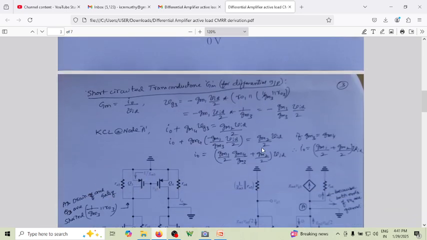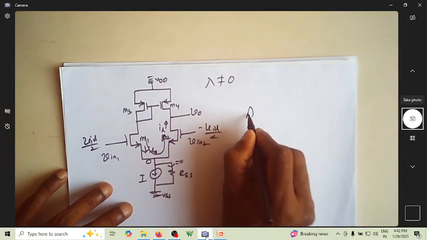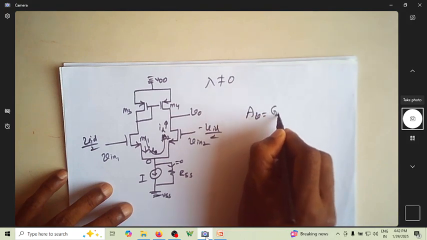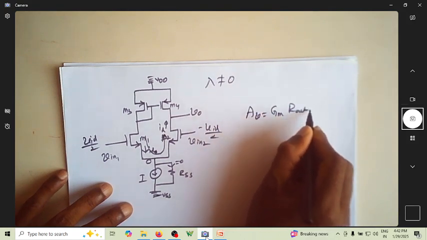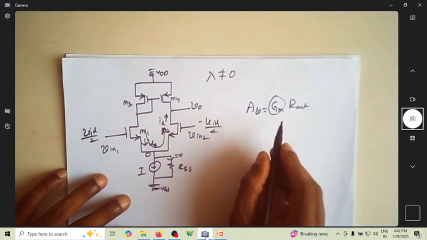Let us try to understand how we find the gain of this type of amplifier. The gain of these amplifiers will not be found as we found it for CS, CG and CD amplifiers. We follow a different approach: we find the value of AV, which is nothing but GM into Rout. So what is this GM? GM is nothing but the short-circuited transconductance.